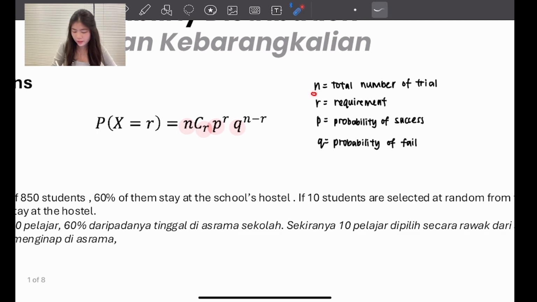For the first, n means the total number of trials. And r means the requirement. Requirement represents the number we are looking for. P is the probability of success, and q is the probability of failure. Alright, now we have a general understanding. Let's move on to the questions so that I can teach you how to apply it.